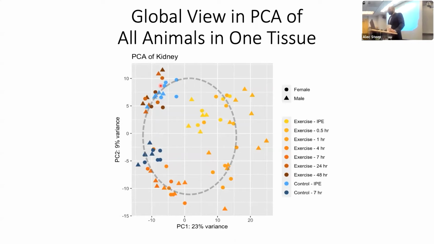One thing I'd like you to focus on, we're going to look at all these tissues in a second, is the difference between our controls. Those are going to be in blue. And I've highlighted that, excuse me, I've connected them with a dark blue dot.